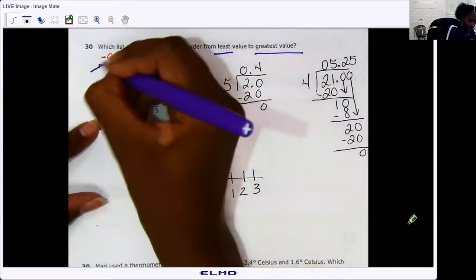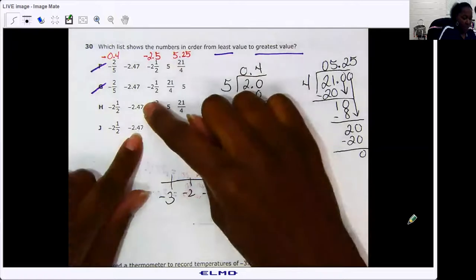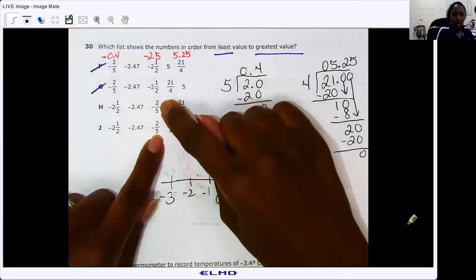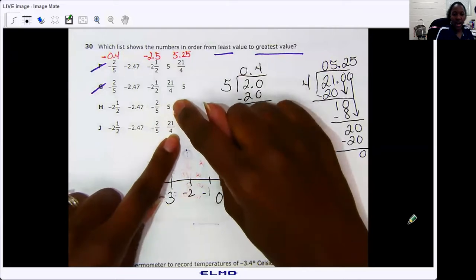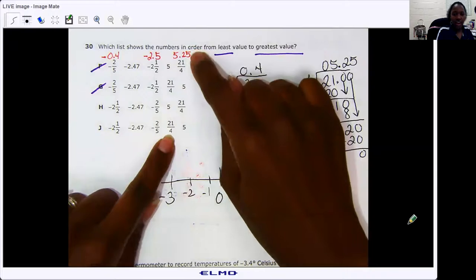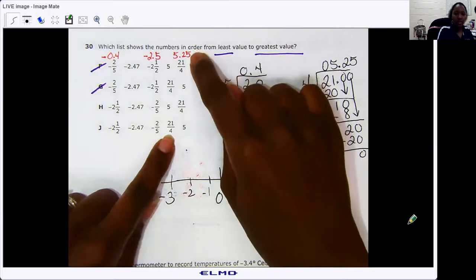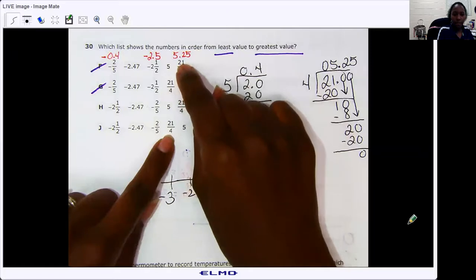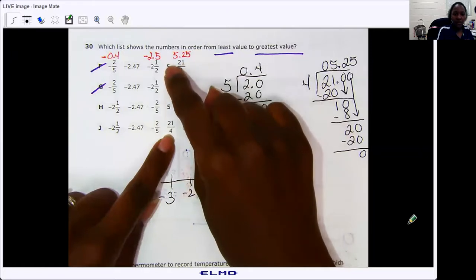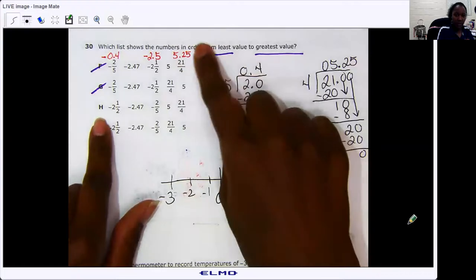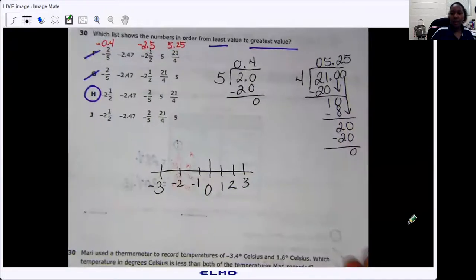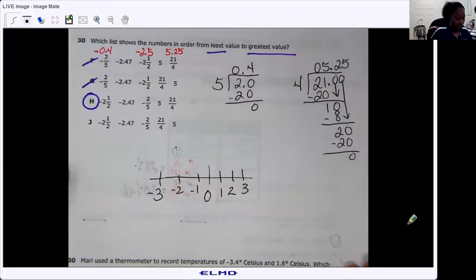So I'm going to go ahead and eliminate these 2. They both have the same number for the second one. They both have the same number for the third one. So it's going to come down to 5, positive 5, and our 21 over 4, which we calculated as 5.25. So if we're going smallest, which one's smaller, 5 or 5.25? If you said 5, you are correct. 5 is smaller than 5.25. So that gives us H as our answer choice, the correct answer choice from least to greatest, okay?